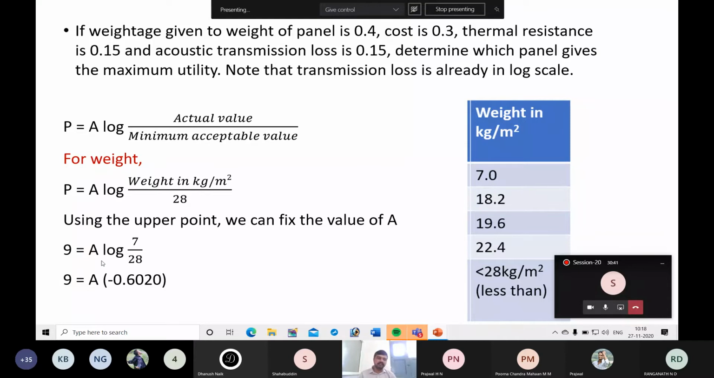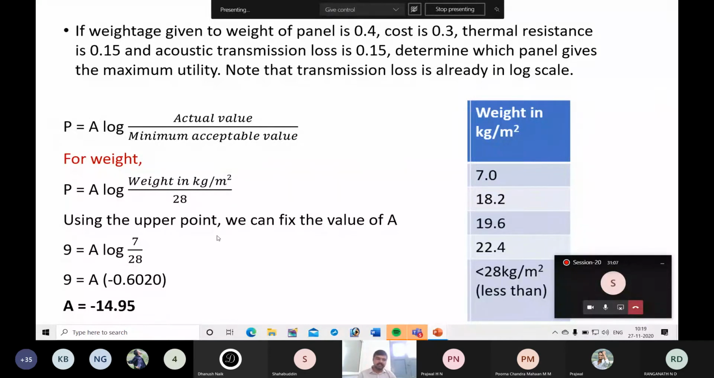Substitute the values by using your calculator. You can find the value of A. You will get the constant value A as minus 14.95. This is for the quality dimension weight. In upcoming cases, we will substitute A as minus 14.95 and we will determine P values.